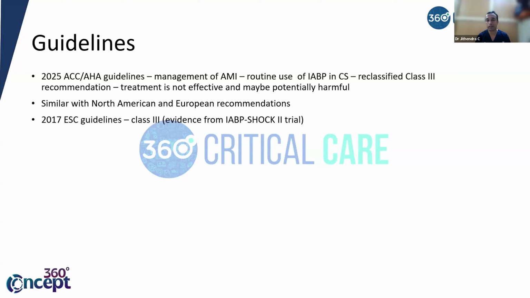In the management of acute MI, routine use of IABP in cardiogenic shock has been, again, as I told you, a better recommendation. I think it was class 2 previously. Now they made it a class 3 recommendation. That means it is not effective and may be potentially harmful. That is the recommendation for this. Similar recommendations come from the North American society and the European Society of Cardiology also. The latest guidelines from the European Society of Cardiology were in 2017. After the IABP-SHOCK 2 trial, they downgraded it to a class 3 recommendation. Okay.